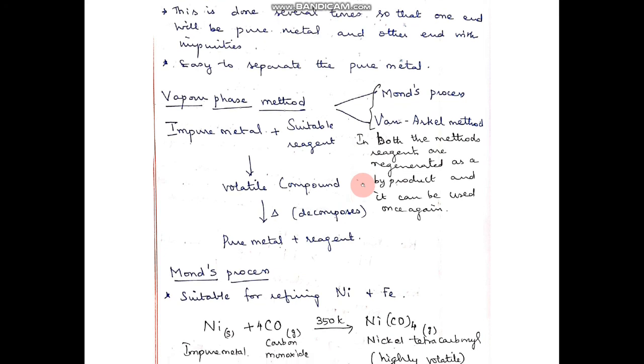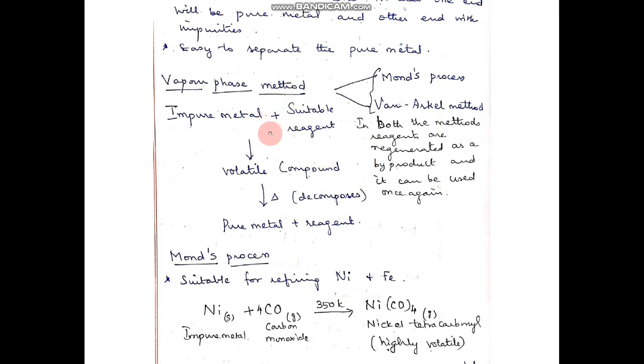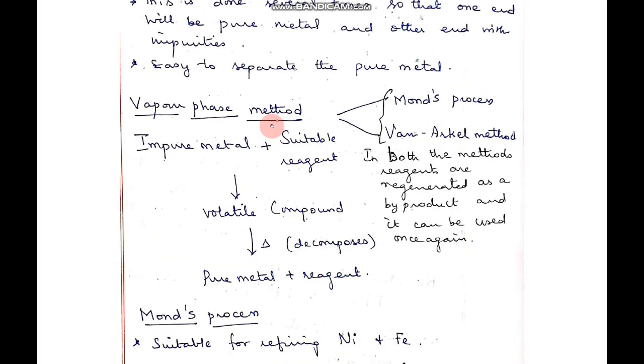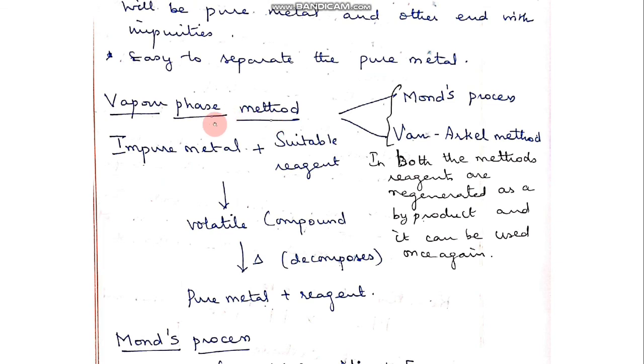Now we are going to move on to the last refining process, and that is called the vapor phase method. Here the impure metal is made to react with a suitable reagent so that it is converted into a volatile compound, and that volatile compound can be decomposed to form a pure metal, and the reagent will be obtained once again. So this reagent is getting regenerated as a byproduct, and that's why it can be used once again in the first step.